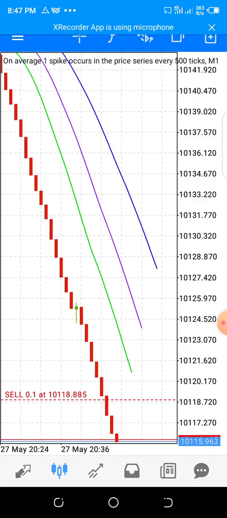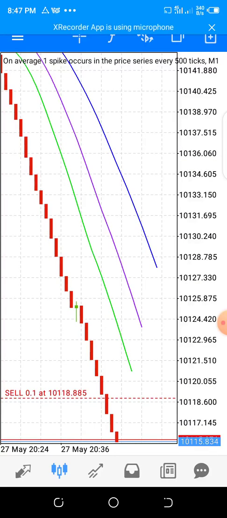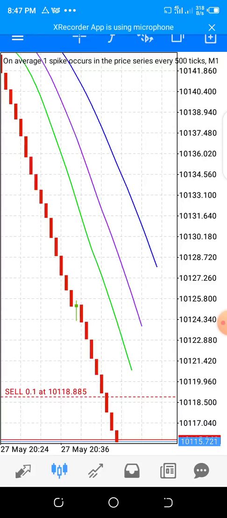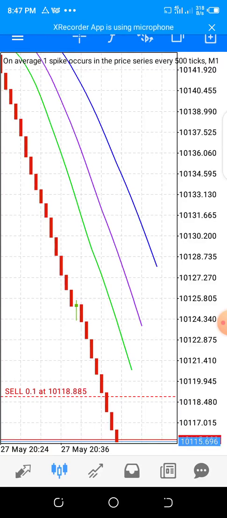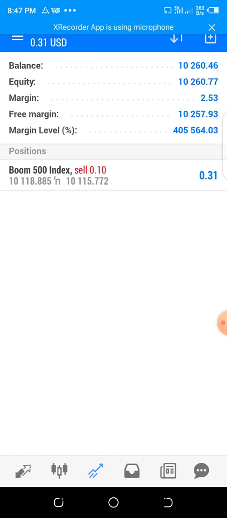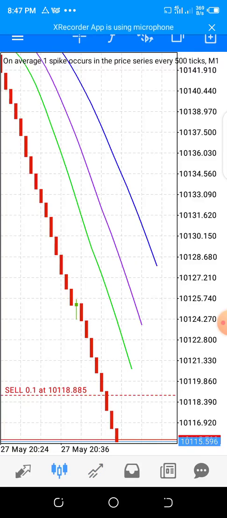Remember, with volatility, your account can be drained easily, especially when I'm using a small account. So this is the 3rd minute I'm trading. So let me see the profit I made. I've made 0.31 because I'm confident of my trade.